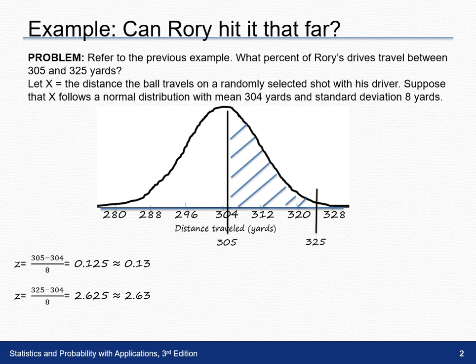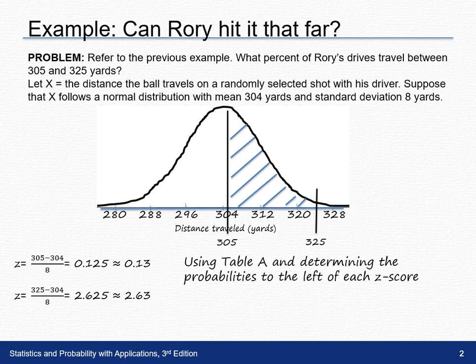So remember, to calculate a z-score, take your value, subtract the mean, and divide by the standard deviation. And when using table A, we round to 2 decimal places. So to use table A, we're going to look at the probabilities to the left of each z-score, and then we're going to subtract them.